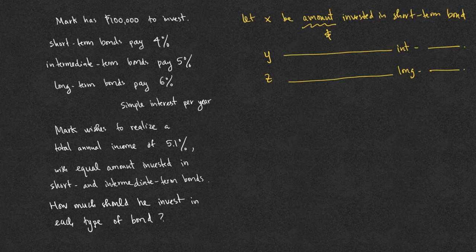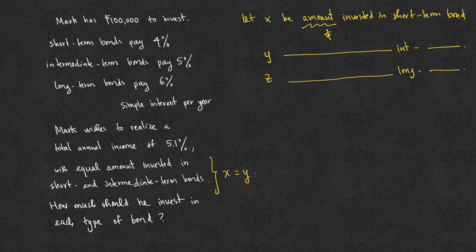Also, he wished to realize 5.1% in annual income with equal amounts invested in the short-term and intermediate-term bonds. What this means is that the amount invested in the short-term bond, X, has to be the same as the amount invested in the intermediate-term bond. So we have X equals Y. Whatever X is, Y is the same.